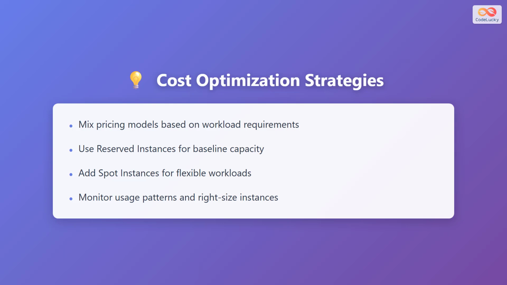To achieve optimal cost efficiency, combine multiple pricing models strategically. Use reserved instances to cover your baseline capacity that runs continuously. Add spot instances for flexible, fault-tolerant workloads to maximize savings. Fill in the gaps with on-demand instances for unpredictable spikes or short-term needs. Continuously monitor your usage patterns and right-size your instances to ensure you're not paying for more capacity than you need. This hybrid approach can dramatically reduce your overall EC2 costs.